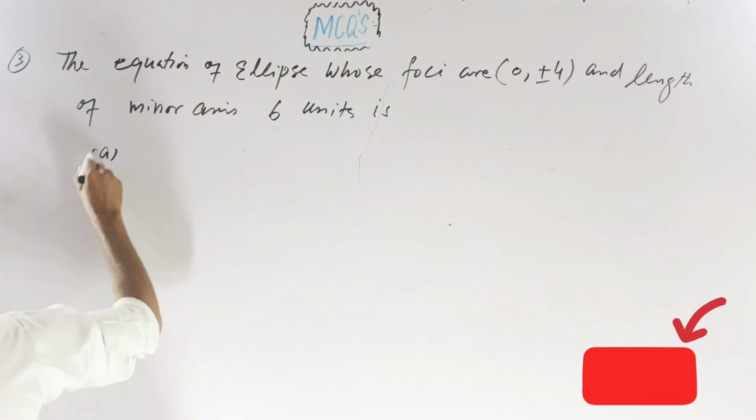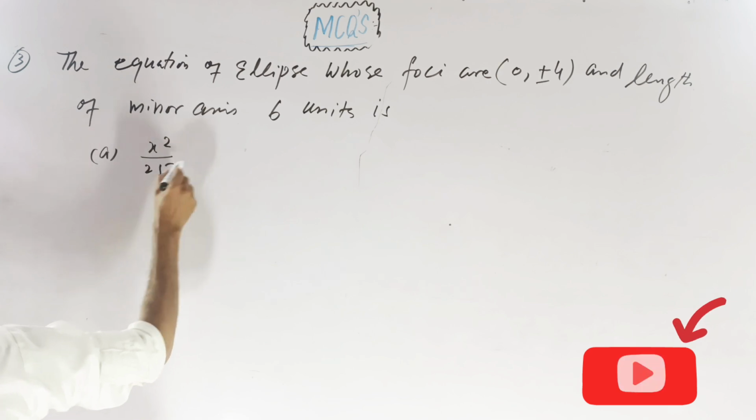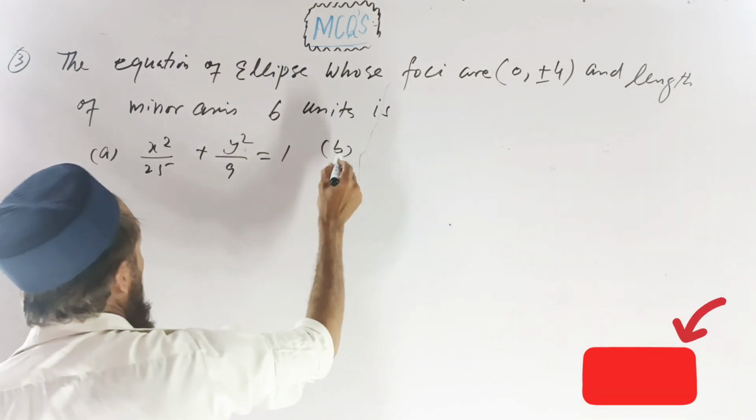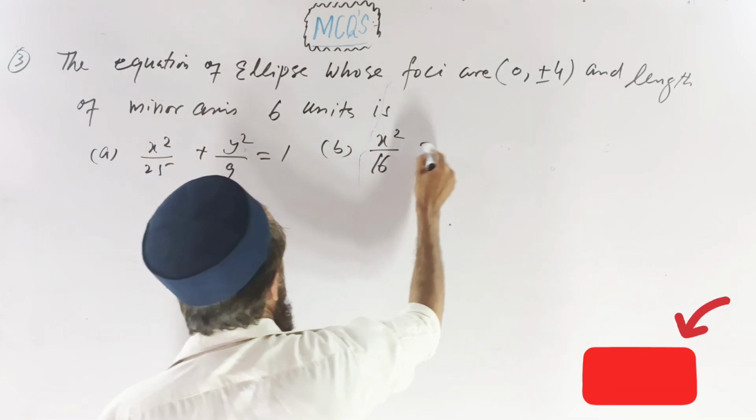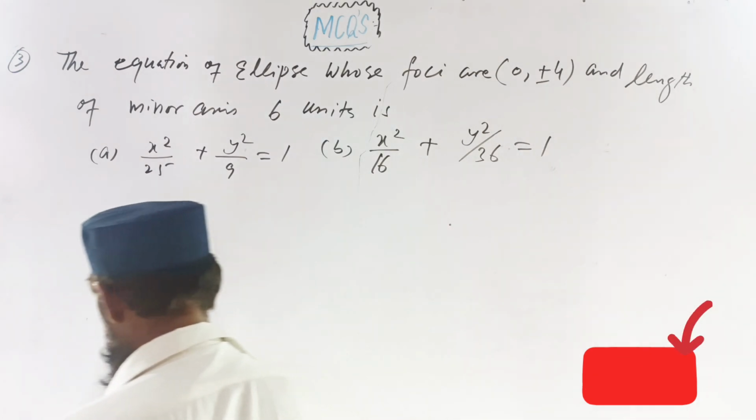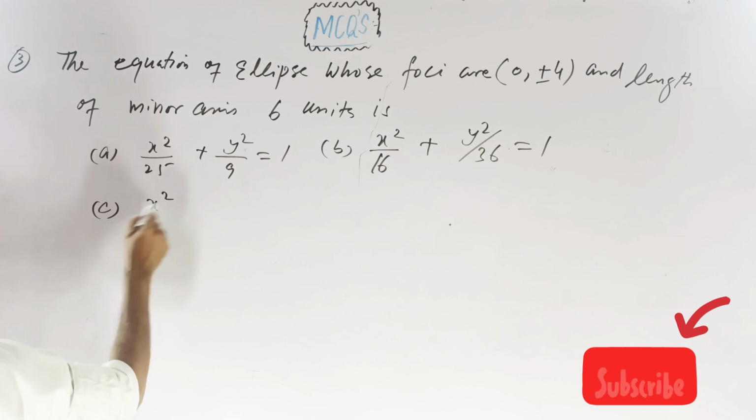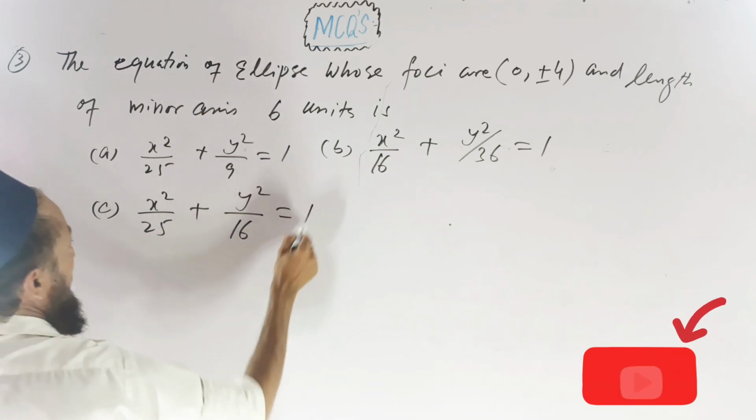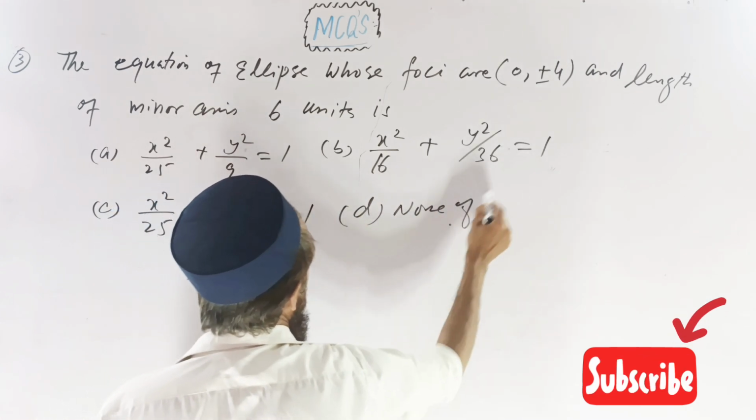A, x square divided by 25 plus y square divided by 9 is equal to 1. B, x square divided by 16 plus y square divided by 36 is equal to 1. C, x square divided by 25 plus y square divided by 16 is equal to 1. D is none of these.